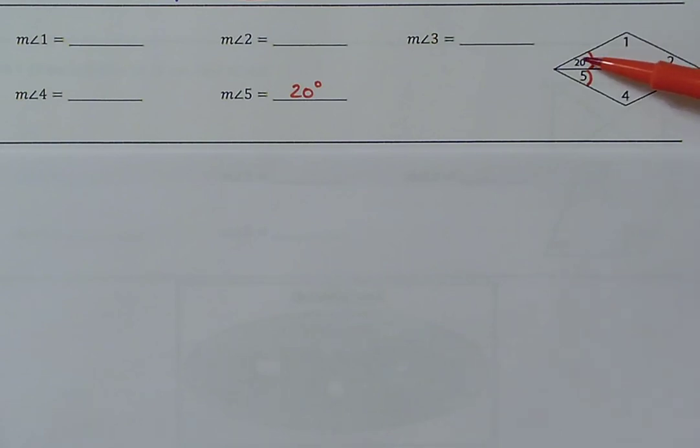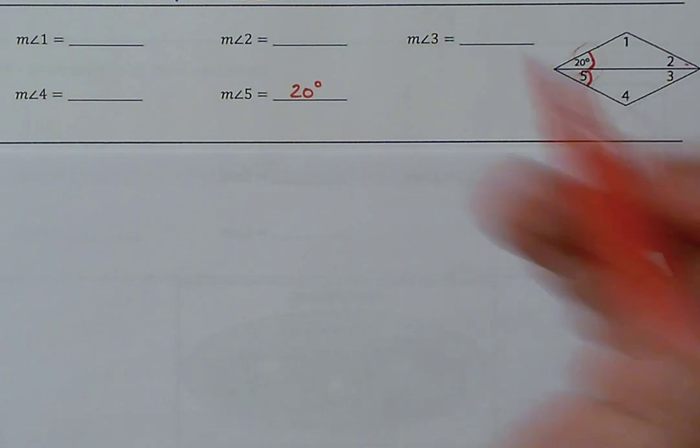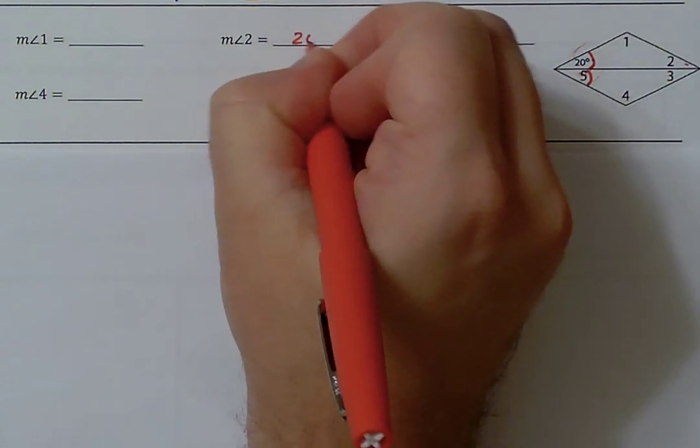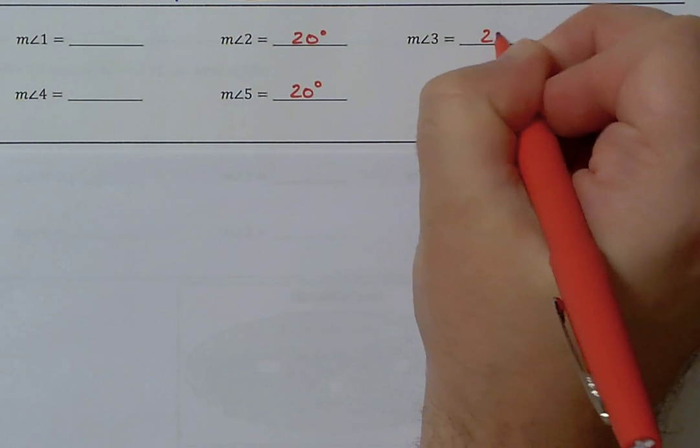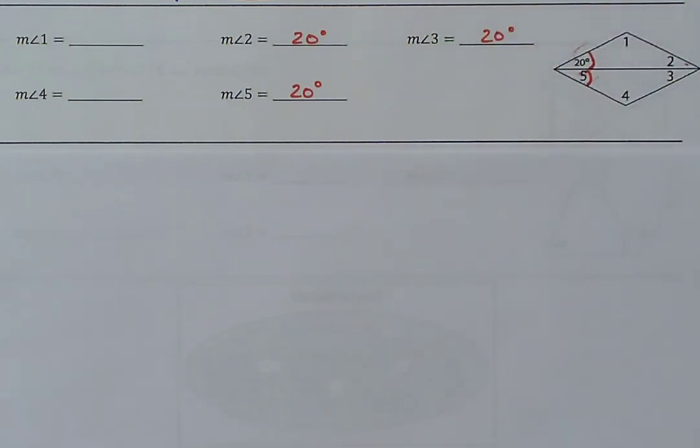And if I know that this whole thing here is 40, because in a parallelogram, opposite angles are congruent, if this is 40, that means both of these add up to be 40. And if it's bisected, that means these two are the same. So 40 divided by 2 is 20. So 20 and 20 for angles 2 and 3.